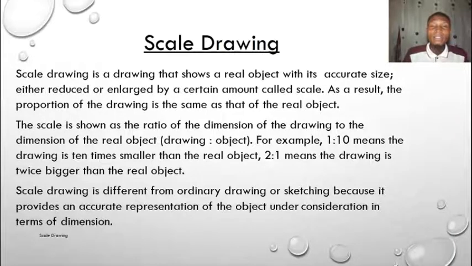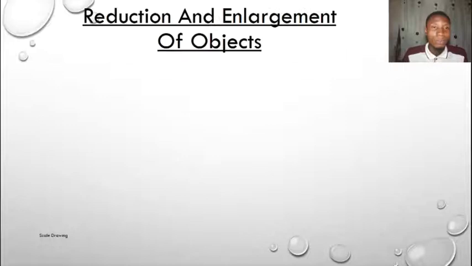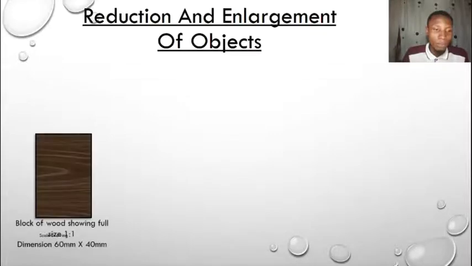So now let's see an image, just like the illustration I gave. That's about the rectangle. Let's see an image that explains the enlargement and reduction of an object. So reduction and enlargement of objects. Let's look at the first one we have.